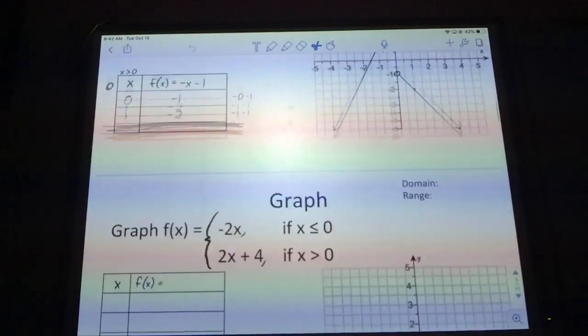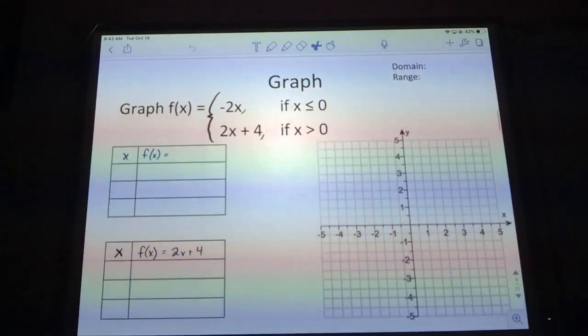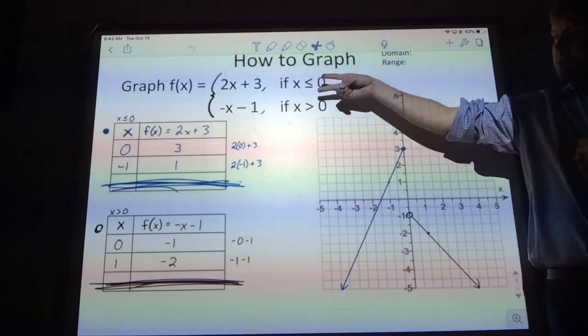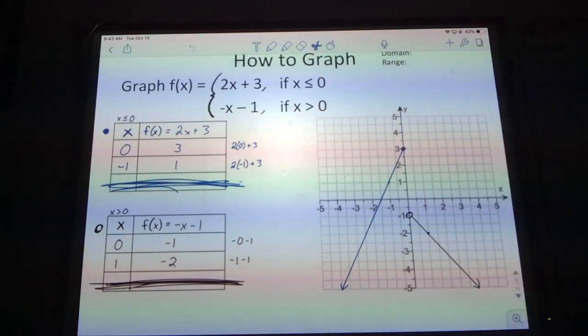All right. So let's try the next one. Go ahead and try the next one for me. So fill out every bit of information for the top of that thing. Always follow your domain. Always follow this to get your other x.